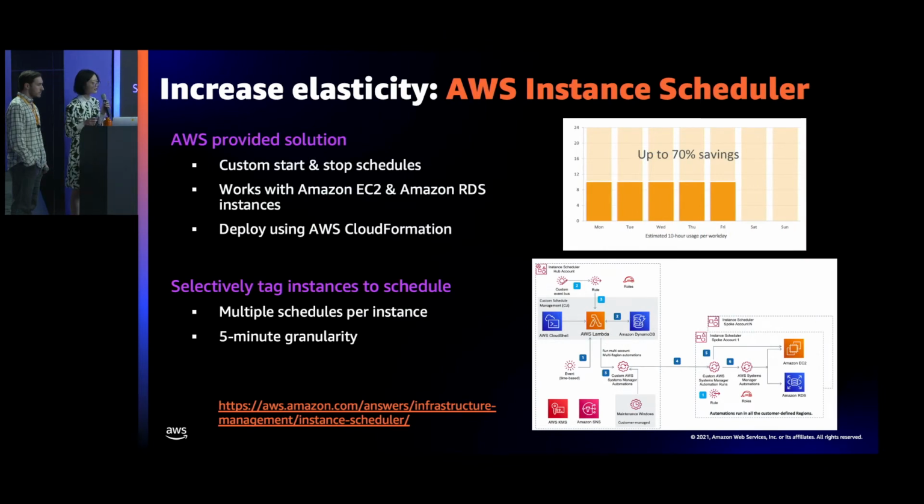And there's another solution that can help you to improve on elasticity. It's called Instance Scheduler. It's a CloudFormation script that you can deploy, and it helps you configure a specific start and stop schedule for your EC2 instances, and also RDS instances as well, and you can apply the schedule across multiple AWS accounts and across multiple regions. So these would be quite useful if you have non-production workloads or environments that you want to terminate outside of business hours.